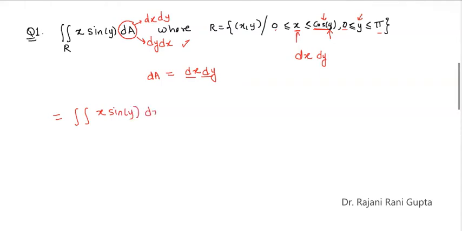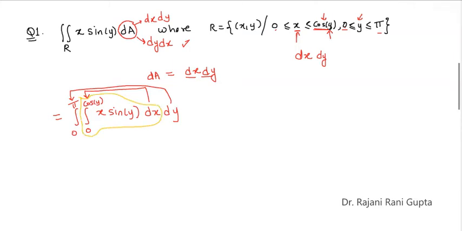Now the order of integration is dx dy. Now how do we write the limits? Since the limit of x is for the inner integral, x varies from 0 to cos y, and the limit for y is the outer one, which is from 0 to pi. And then we will integrate as usual. So we will start with this inner integral.